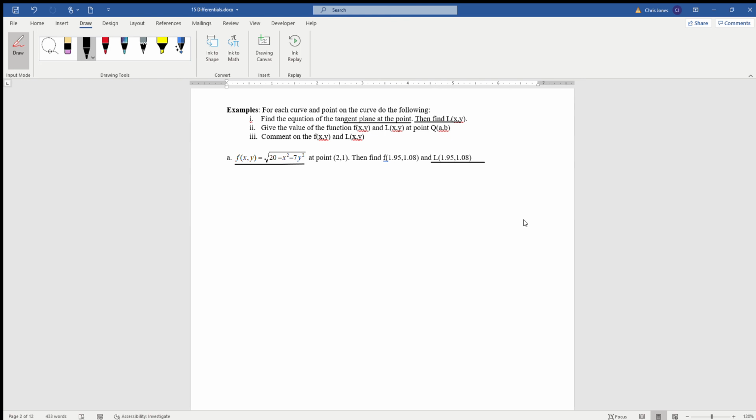All right, so here's how we're going to do that. Really easy. First of all, z naught is going to be equal to f at the given point. Right? So that's the intercept in this case. And z naught is just going to be the square root of 20 minus 2 squared minus 7 times 1 squared. That should be 20 minus 11, which is the square root of 9, otherwise known as 3. So it's almost like somebody picked a really nice number for this.